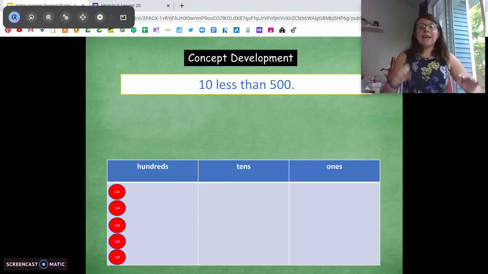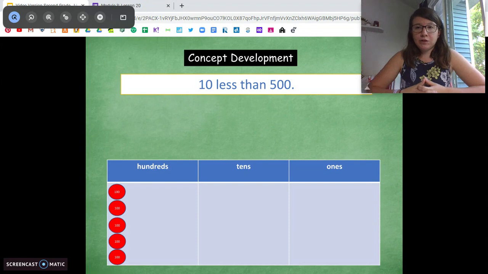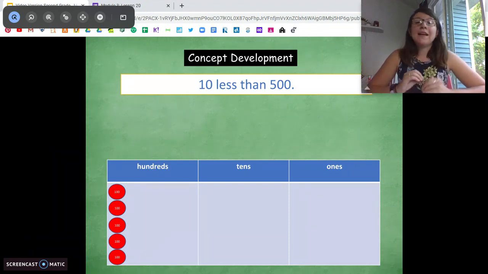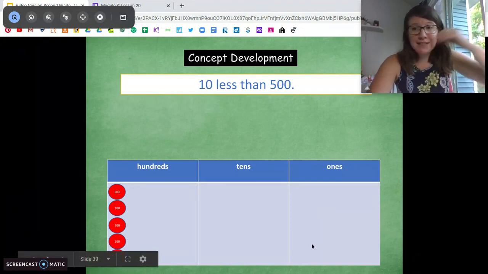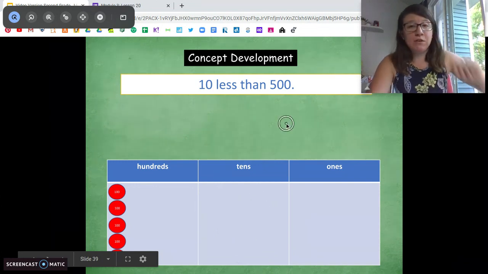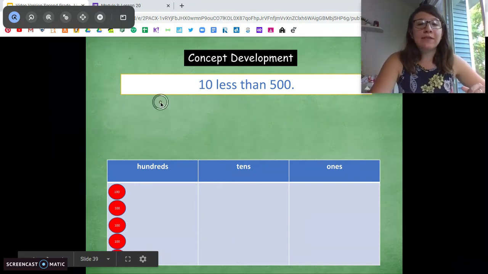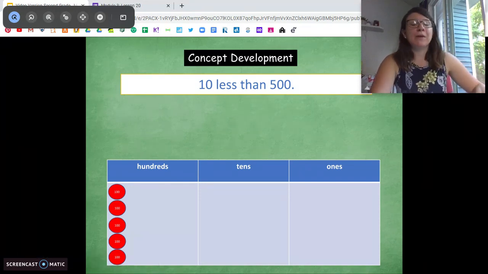Okay, try one more. Ready? 10 less than 500. Start with 500 on your place value chart. Good. Now, do we have any 10s that we can take away? Can we take 10 less from the 10s place? We have 0 10s. Where are we going to get those 10s from? Very good. We're going to get it from the hundreds.